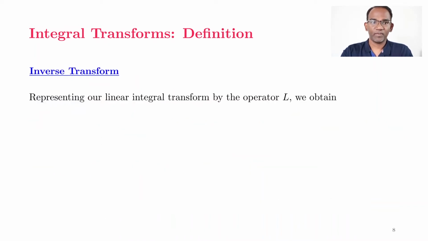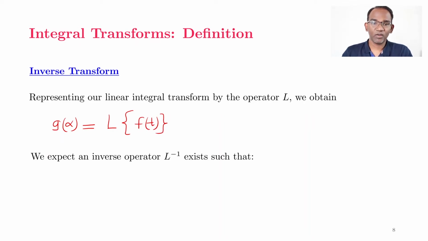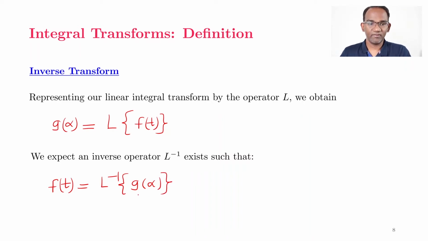Now another important property is that if we represent a linear integral transform by the operator L, we obtain g(alpha), which is equal to L operating on f(t). We can also expect an inverse operator L inverse, such that f(t) will be equal to L inverse g(alpha). So that is the inverse transform.